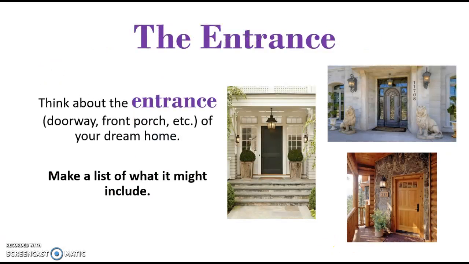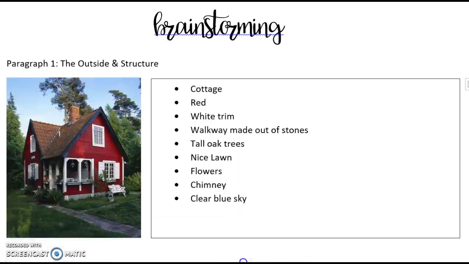Once you've thought about the outside structure, then I want you to start thinking about the entrance of your home. So that doorway, the front porch. What does it look like? What's it made out of? Maybe you want a huge mansion with statues of lions. Maybe you kind of want a log cabin feel. You have a nice deck or something. Maybe you want a colonial home that has really great stone steps going up to that front house. But what does that look like for you?